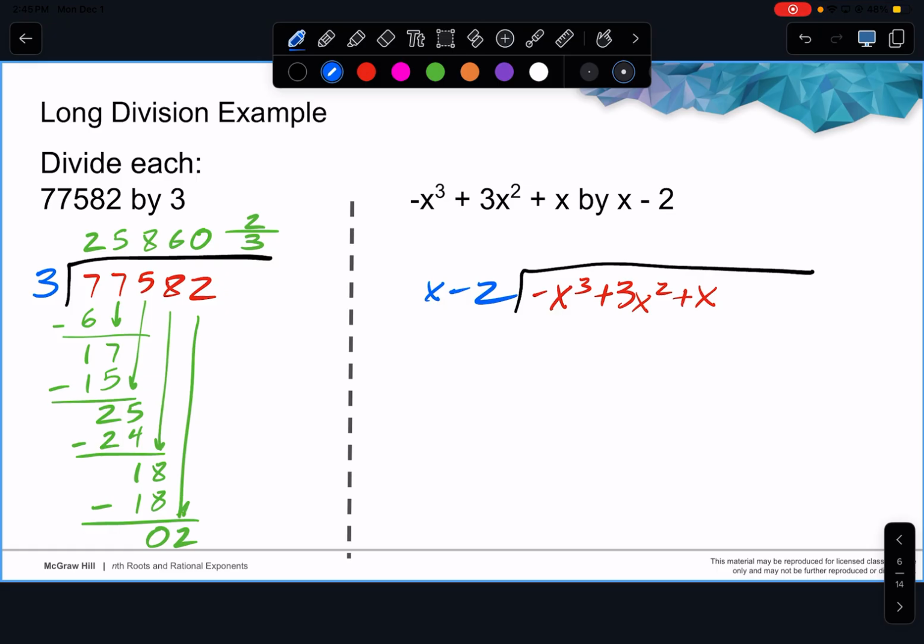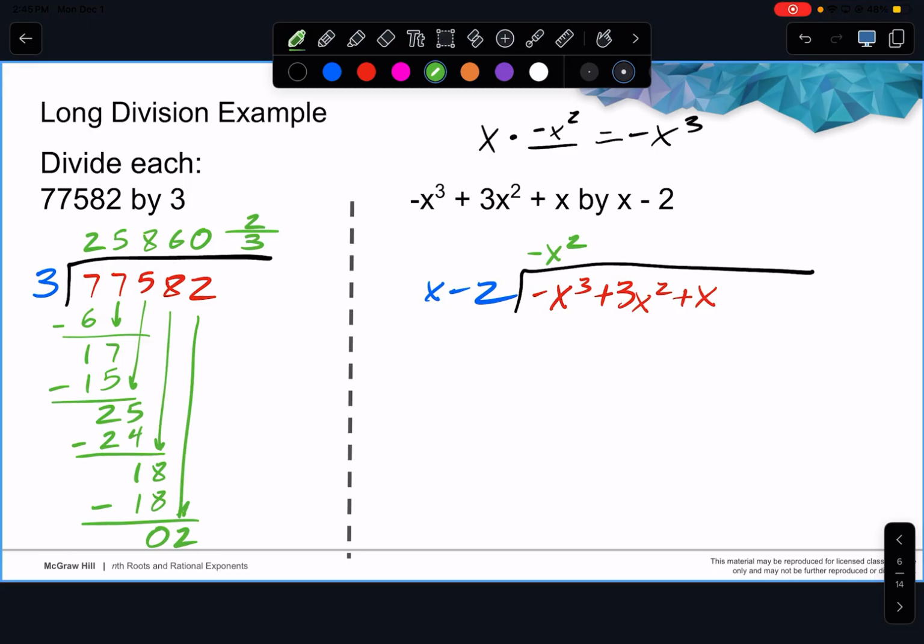Now, how this works is a similar process here. But again, there's going to be more going on. So the first thing we do is we look at this x right here. X times what gives me negative x cubed, and that's going to go right here. So we're thinking about this fill in the blank. X times what gives me negative x cubed? Well, I know it's got to be a negative and then x squared. Good. So that x squared is going to go right here. Sorry, negative x squared.